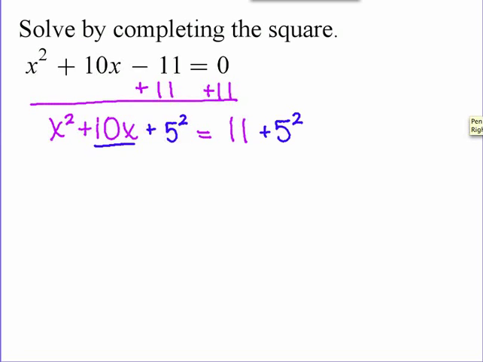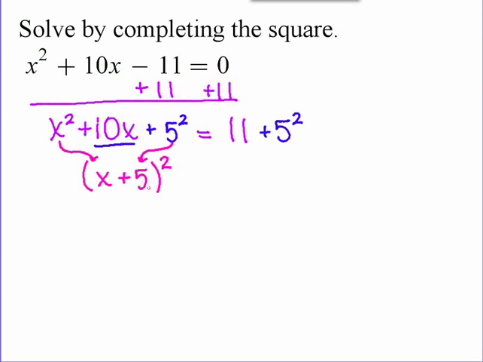Step 3 is to write this in factored form. The reason why I didn't take 5 squared and say that it's 25 is because right now I'm going to write that as a quantity squared. And the quantity squared that it's going to be is whatever the first term is, x, and can somebody guess what the other one will be? Whatever the last term is, 5.